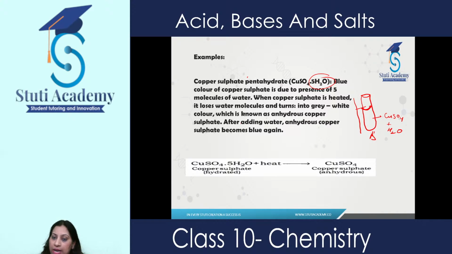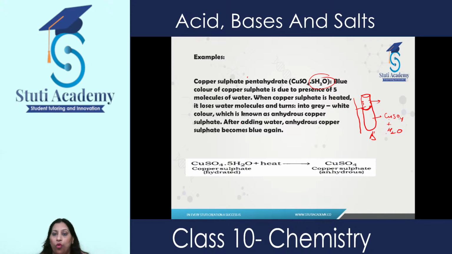Now if we provide heat, this water starts evaporating, and this water evaporates and collects here in the form of water vapors. So if water is being removed from it, we have taken copper sulfate pentahydrate, which contains 5 molecules of water. And when we heat this copper sulfate pentahydrate, we can see that water droplets start appearing on the test tube. So this shows that it contains some water.